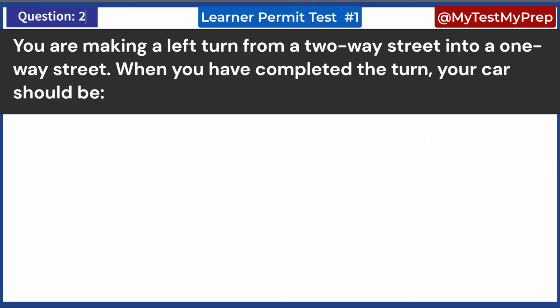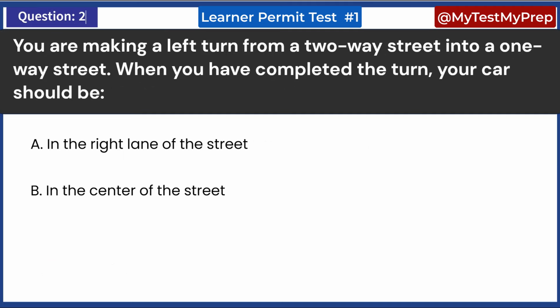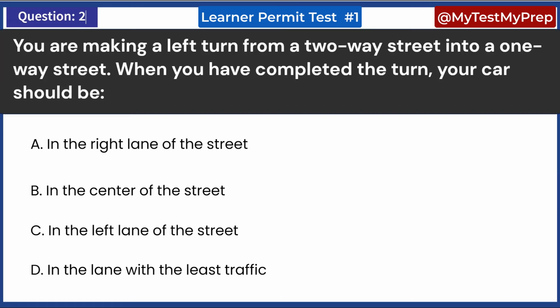You are making a left turn from a two-way street into a one-way street. When you have completed the turn, your car should be A. In the right lane of the street. B. In the center of the street. C. In the left lane of the street. D. In the lane with the least traffic. Answer: C. In the left lane of the street.